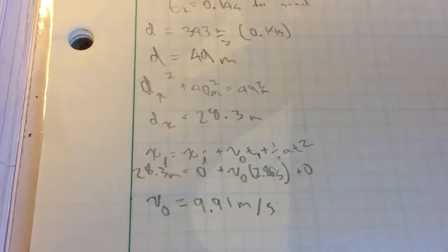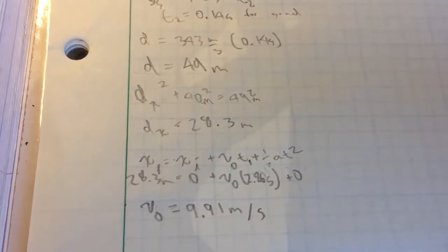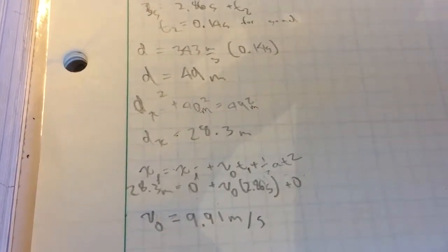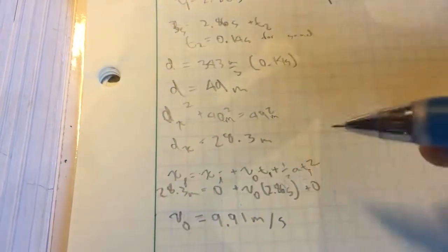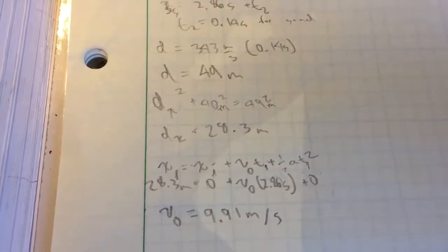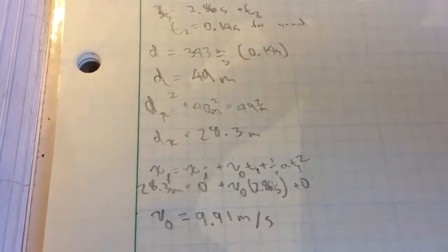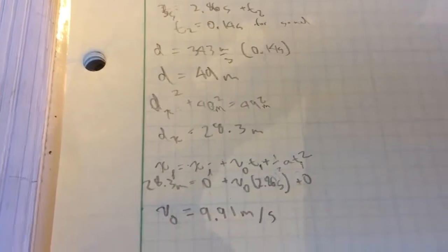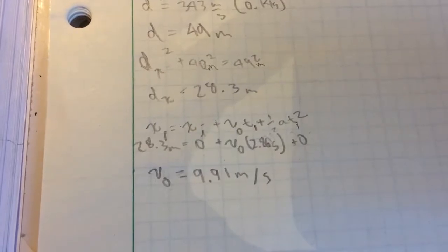From here, we can use the x position kinematic equation. The x position is equal to initial x plus velocity initial in the x direction times time 1 plus 1/2 acceleration times time 1 squared. And we simply plug in 28.3 meters for the x position. We defined it as starting out at 0, and the time it took was 2.86 seconds to reach the pond. There is no acceleration acting upon the horizontal component. This gives us the velocity of 9.91 meters per second.